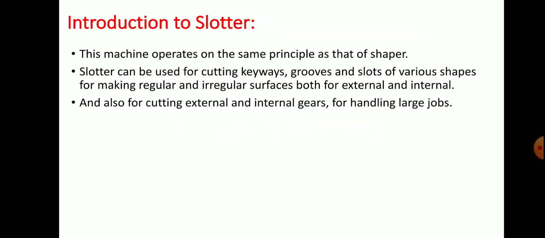Coming to the introductory part, the slotter machine is similar to the shaper and planer machine. It operates on the same principle as the shaper machine, where in the shaper machine the ram holds the tool and reciprocates in the horizontal axis, whereas in the slotter machine the ram holding the tool reciprocates in the vertical direction. These machines are used for cutting external and internal gears and for handling large jobs. This was about the introductory part.